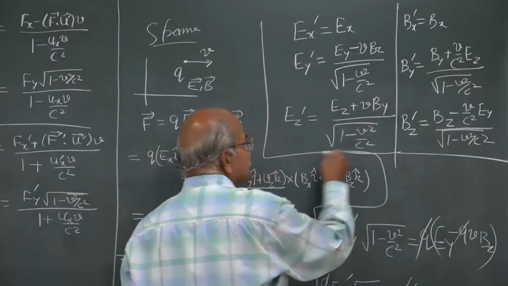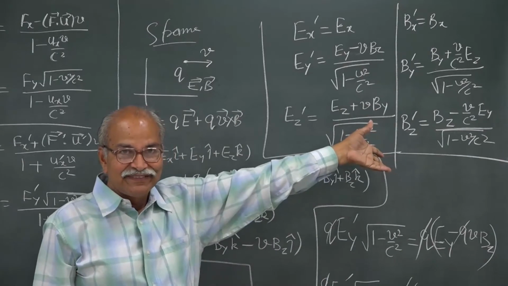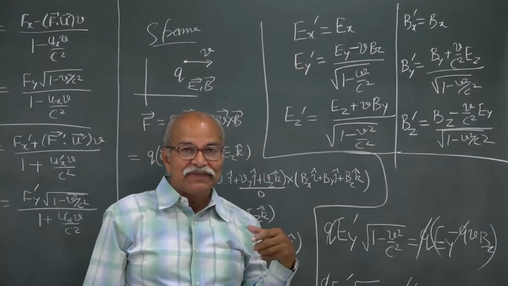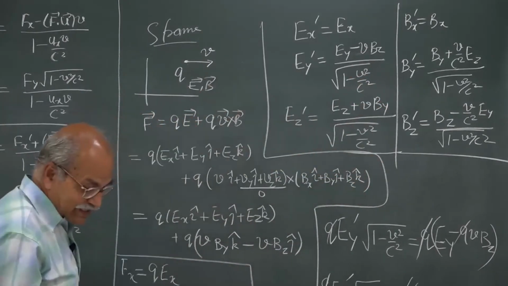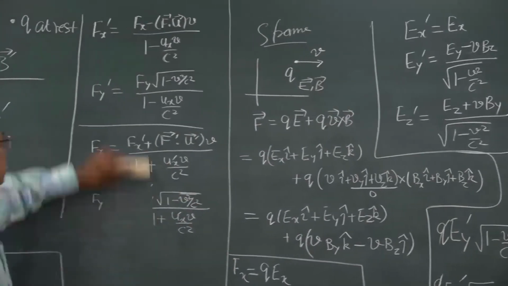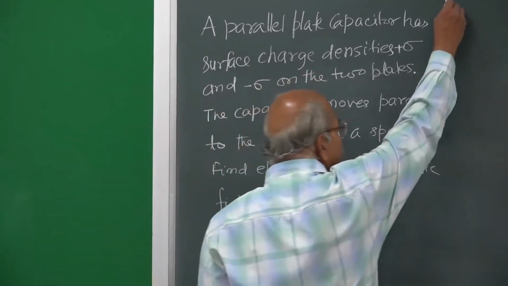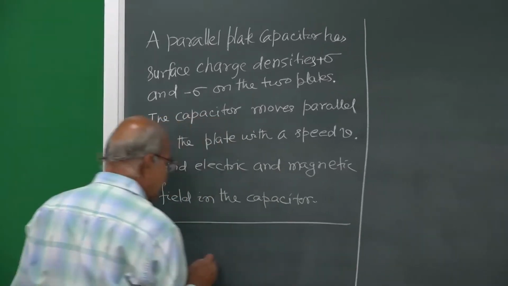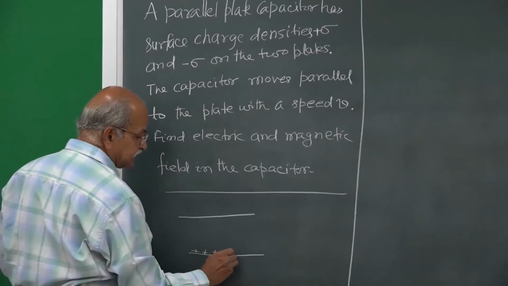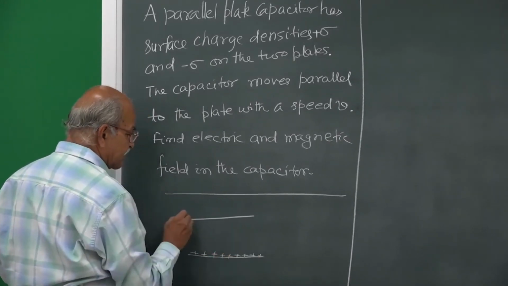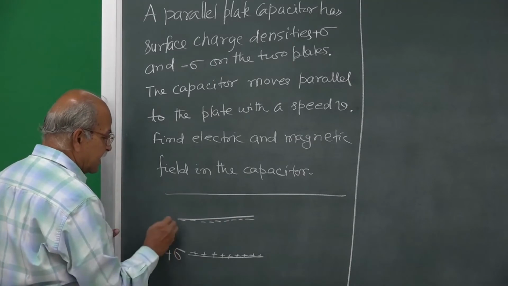So, these are the transformation equations for electric field and magnetic field components. So, we will do a practice problem on this before we leave. So, let me erase all this. A parallel plate capacitor has surface charge densities plus sigma and minus sigma on the two plates. So, you have a capacitor which has positive charges on one plate and negative charges on the other plate.